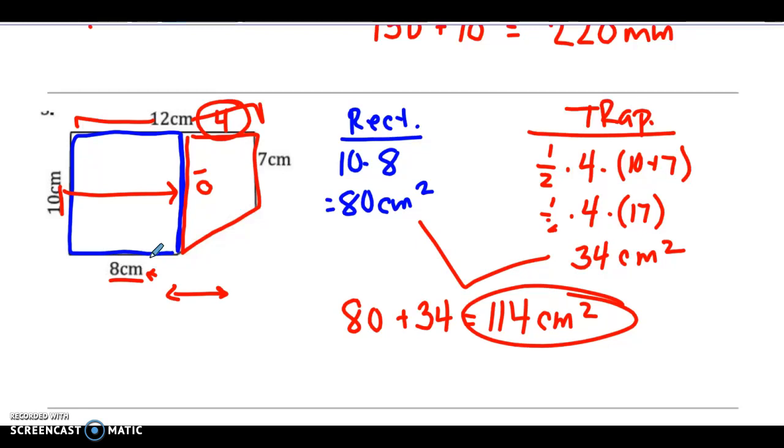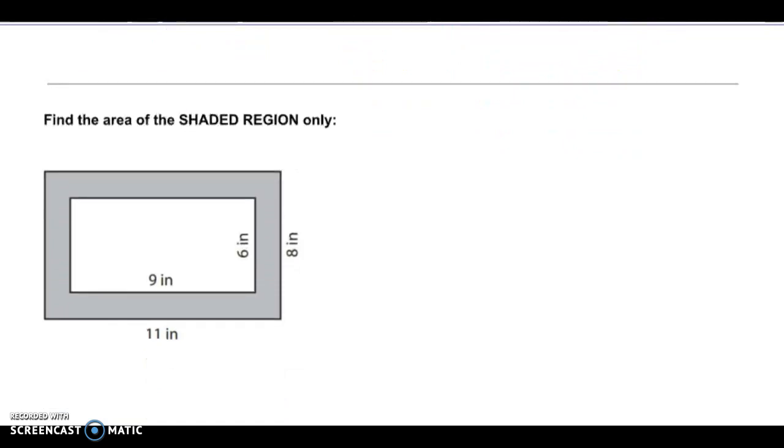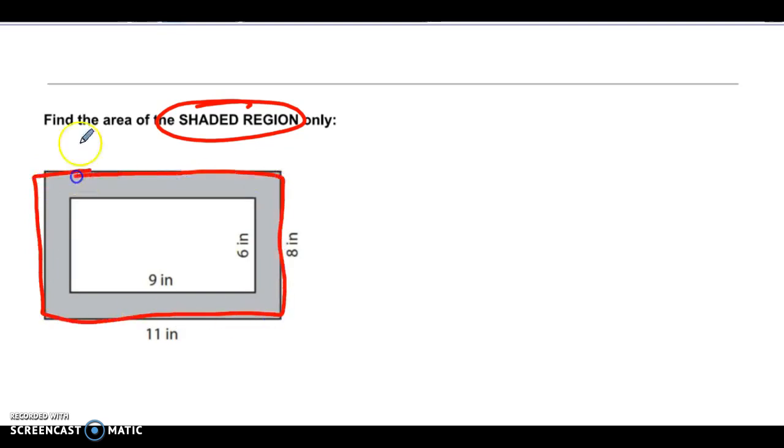So again, pause if you didn't get this. Maybe look around and see what you did different to me. Otherwise, we're going to move into that last example down below, which is a little bit different, because this question says to find the area of the shaded region only. So hopefully you see that we have two rectangles. I see this outer rectangle, which is an 11 by 8. So I'm going to start there, but just by finding that 11 by 8 rectangle, base times height, gets me 88 inches squared.